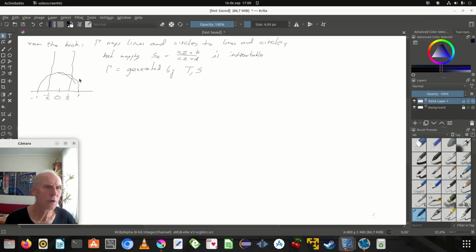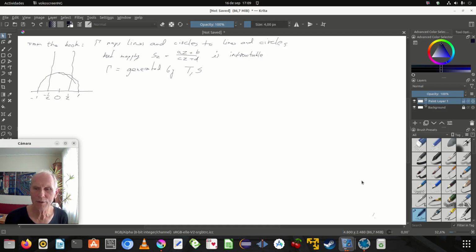The short story is that vertical lines and circles with rational centers on the real axis and rational radii map to each other by gamma, because they do by T and S.